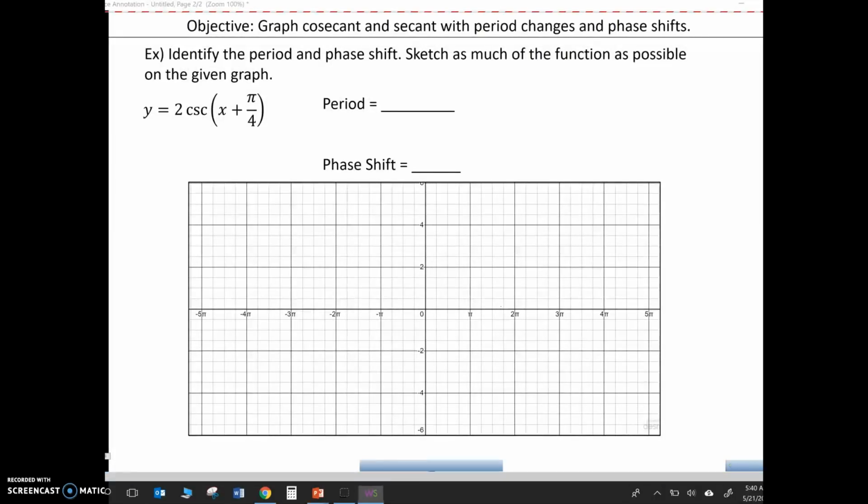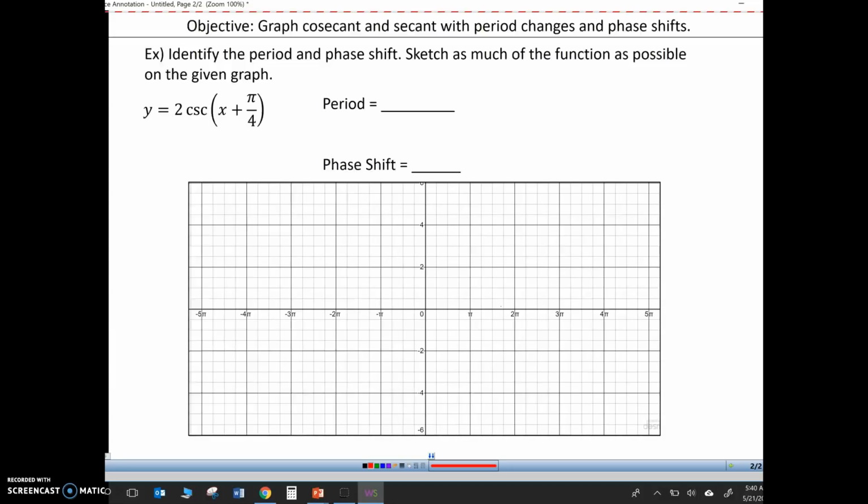Sorry, I had a glitch. I lost my annotations, so I'm just going to re-edit this back here. So we have a period of 2 pi, phase shift of negative pi fourths, with an a value that is 2. So graphing this, again, it's split into fourths by pi.